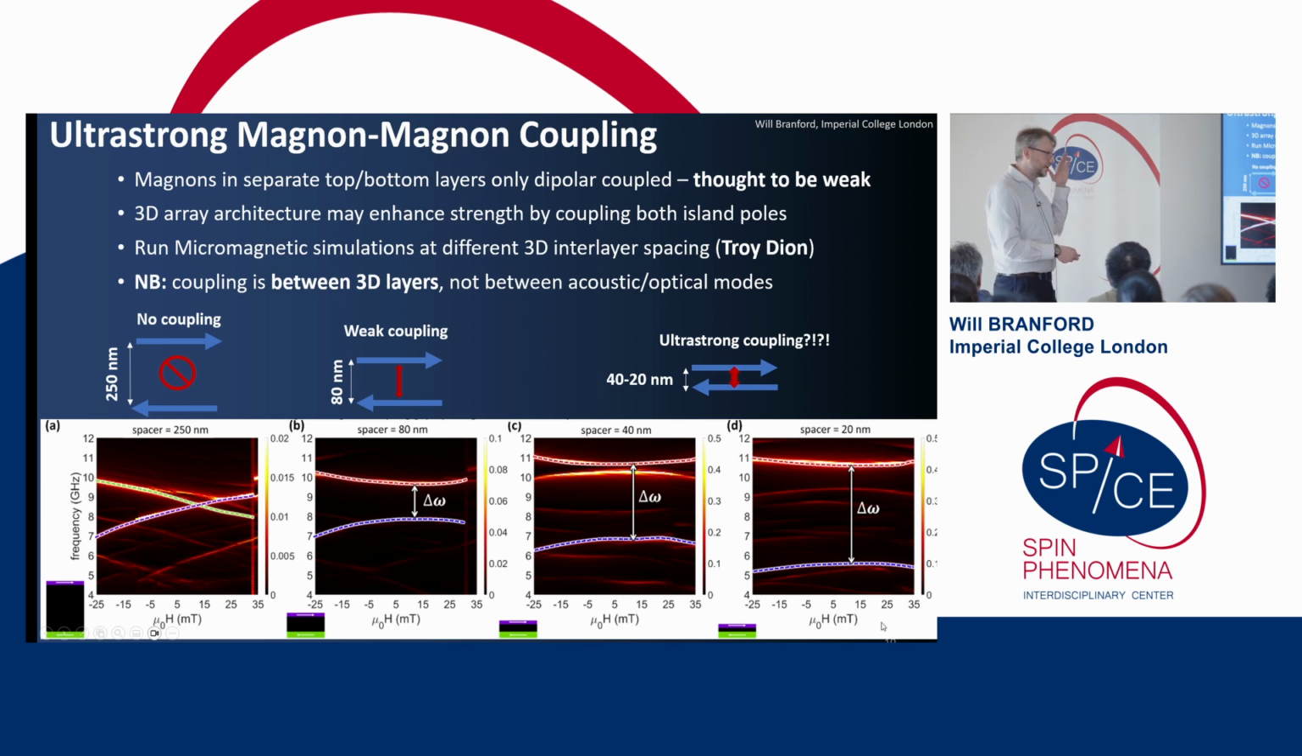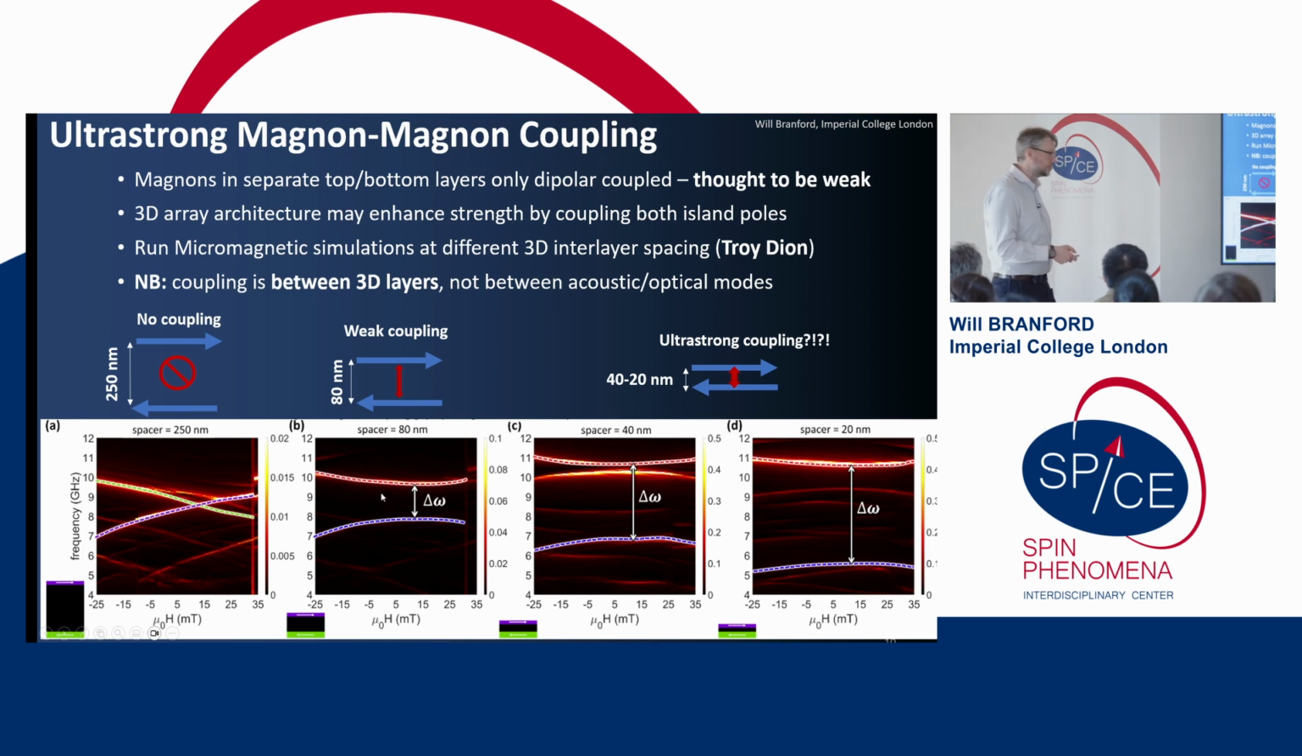Now we're going to look at how the spectrum evolves as we bring the top and bottom layer closer and closer together. If we put a spacer of 80 nanometers in, I've called it weak coupling, but that's not ultra strong, perhaps it would be a better term. You can see we're already getting a gap emerging between the two of the order of a couple of gigahertz. Compared to what people can achieve in most systems, this is an enormous hybridization gap already.